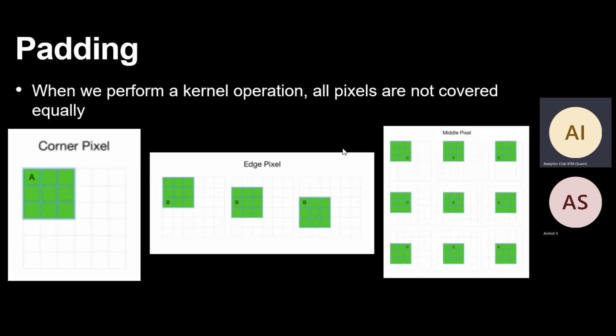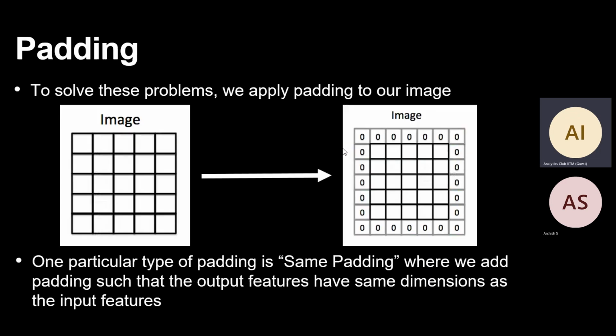So what you do is something called padding. Padding is basically you add an extra layer of pixels around your image. Now you can see that I've added a layer of just zeros around the image that I have. So now the corner pixel in our original image is in the middle of our new image. So all the pixels of our image will be covered equally. There is no loss of information from the edges or the corners. So that is why you do padding.